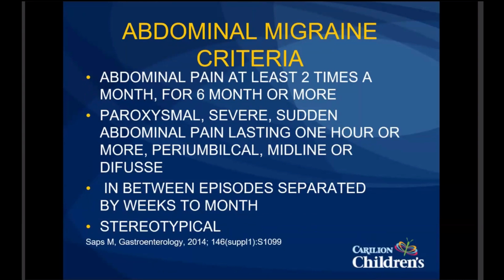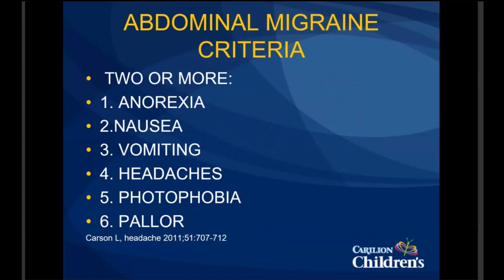The symptoms are stereotypical, so they always have these types of symptoms that they can recognize quite easily because they repeat themselves with every episode. Criteria: aside from the severe pain, 2 or more of these: anorexia, nausea, vomiting, headaches, photophobia, and pallor, paleness. The pathophysiology is very similar to cyclic vomiting and migraines.